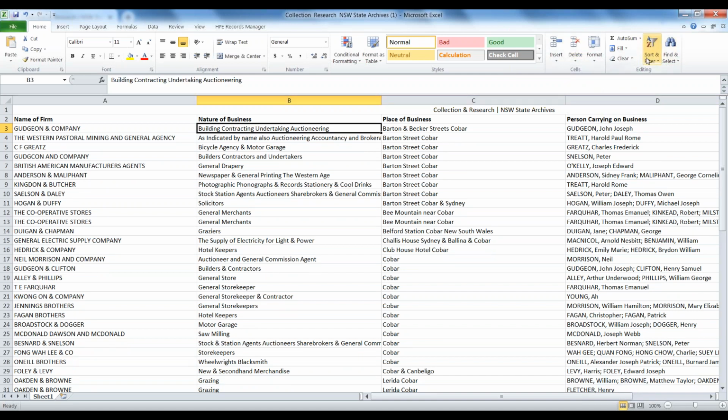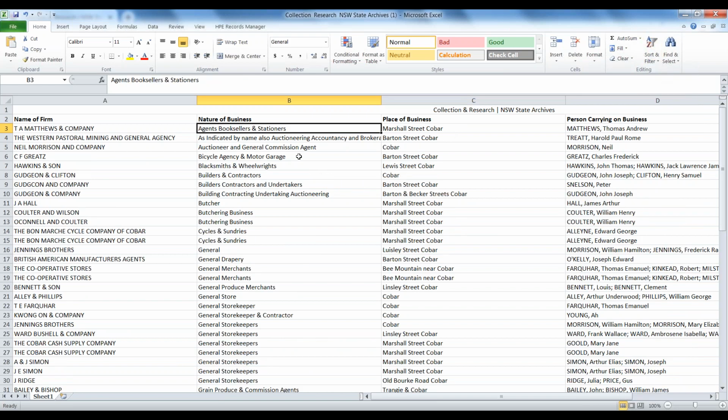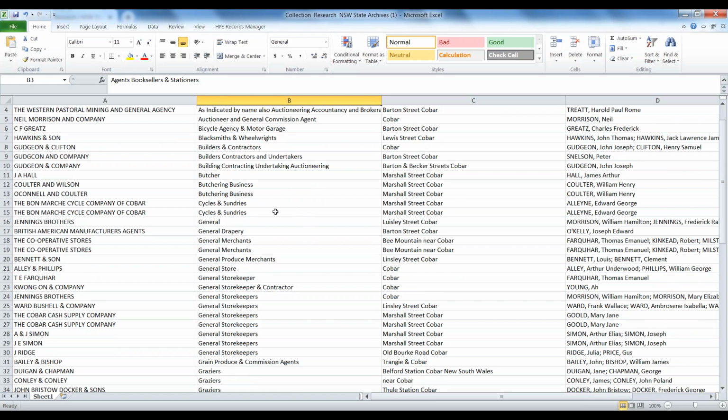And we can sort again by the nature of the business. So there's at least 2 businesses that are selling or perhaps leasing bicycles. So it's a thing of the times.